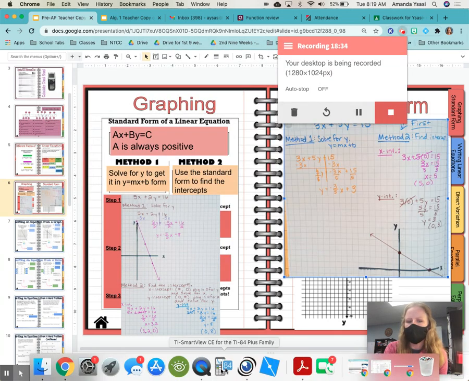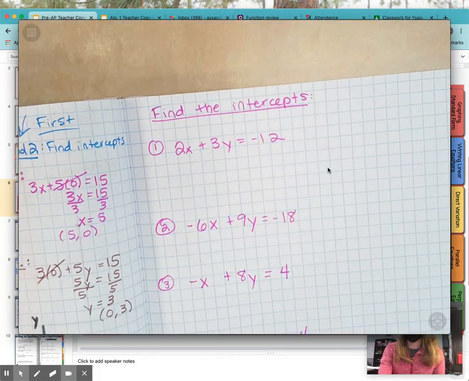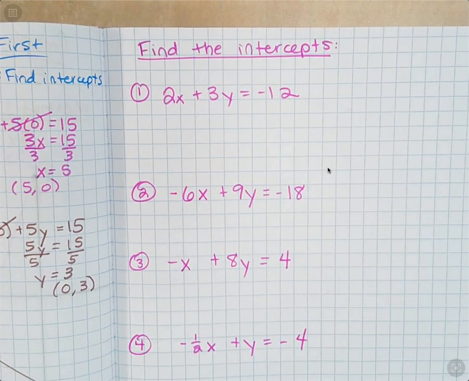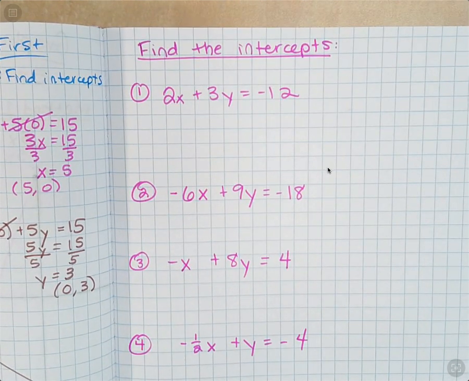Okay, we are going to practice just finding intercepts, not graphing, just finding the intercepts on here. So write these problems down. And we are going to find the x and y intercept for each one.